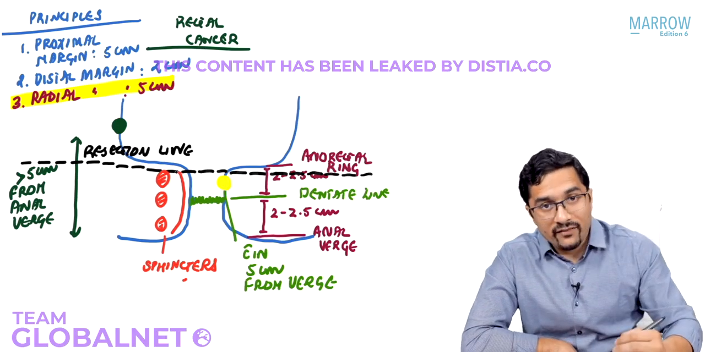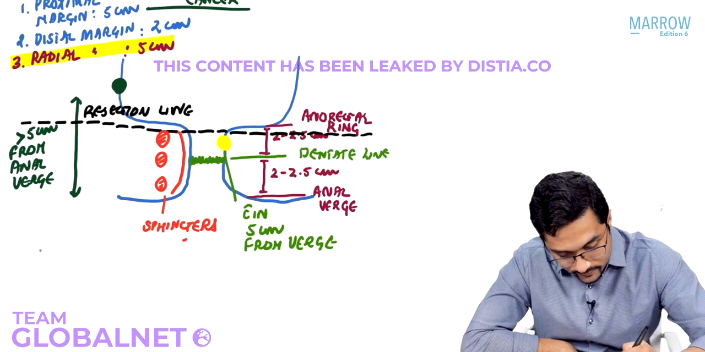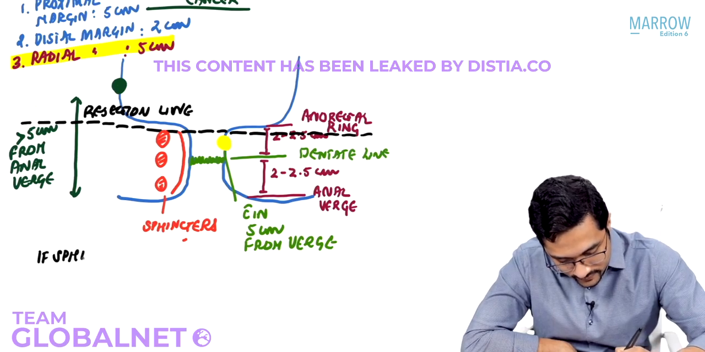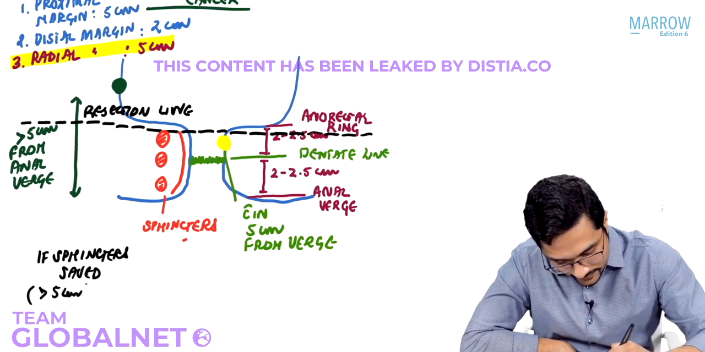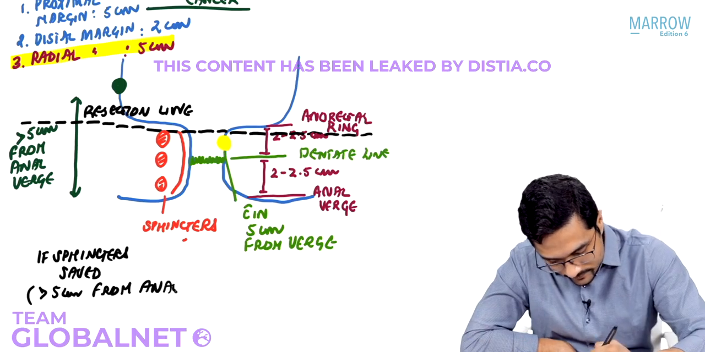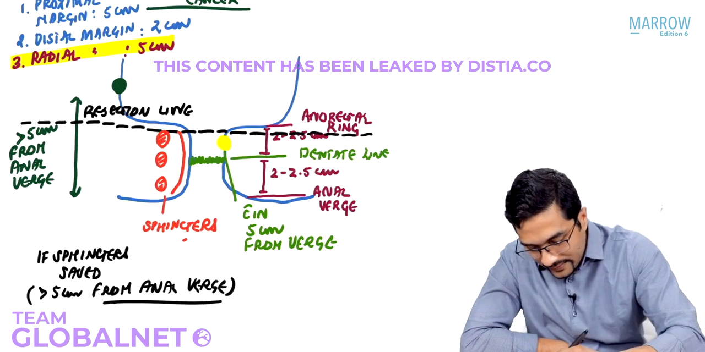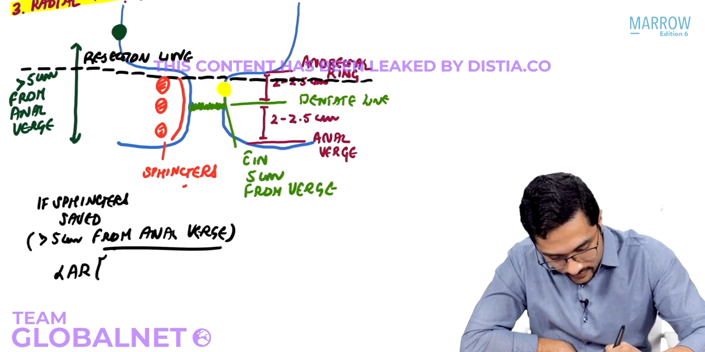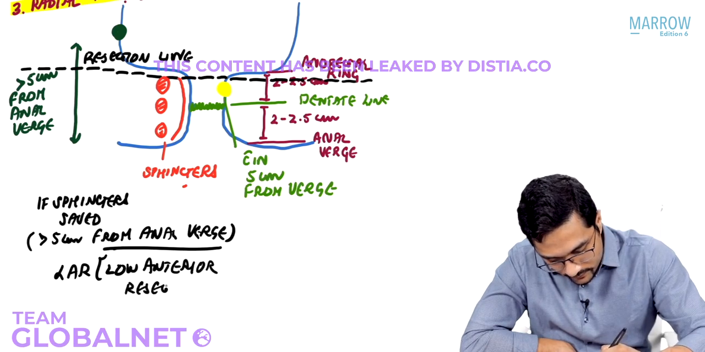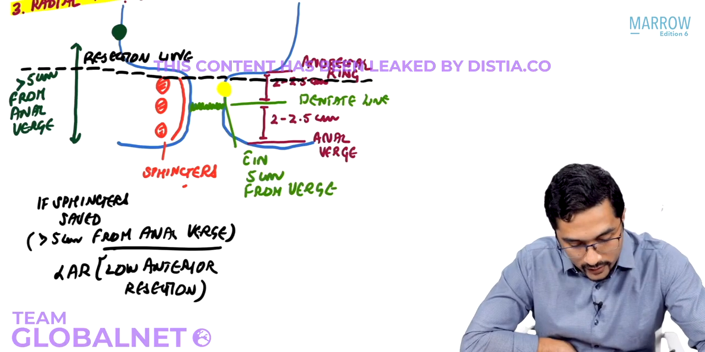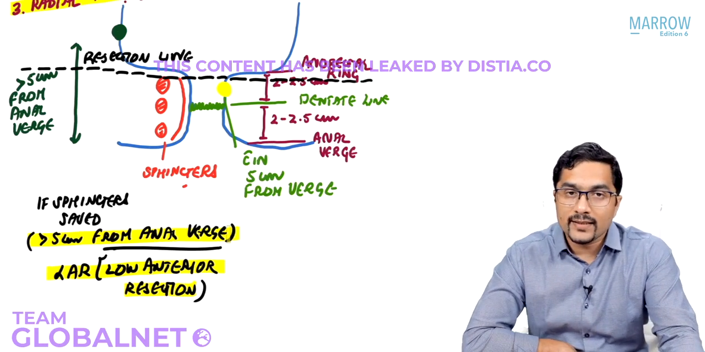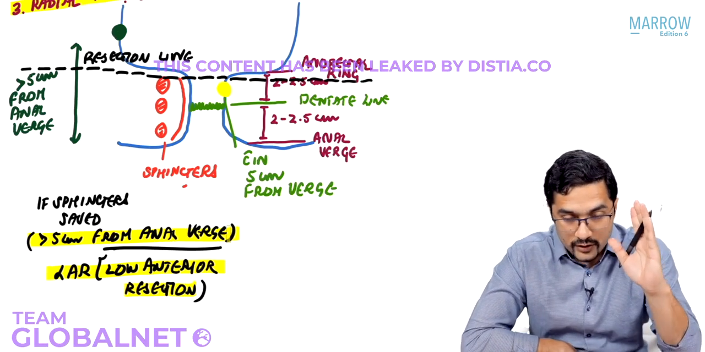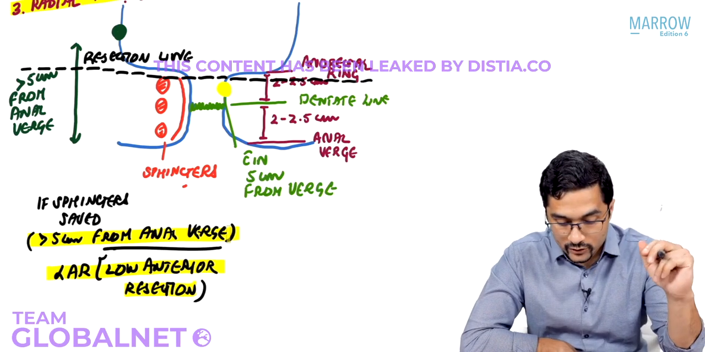So if the sphincters are being saved in tumors which are more than 5 centimeters from the anal verge, then the surgery which we do is LAR, low anterior resection, which I've just explained to you. It will be removal of the rectum and part of the sigmoid, and then you do a coloanal anastomosis using a circular stapler. I just explained this to you. So remember, more than 5 centimeters, low anterior resection.